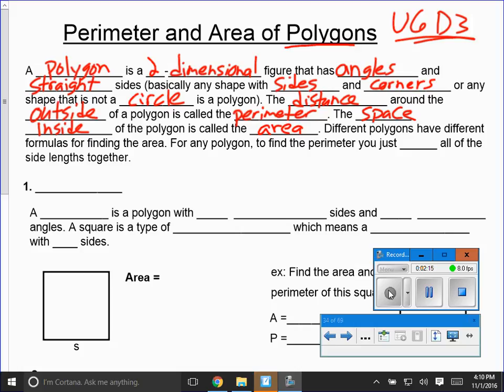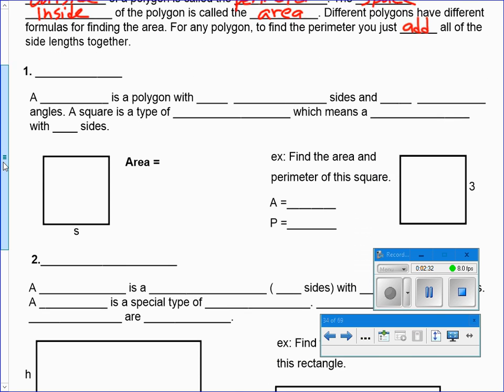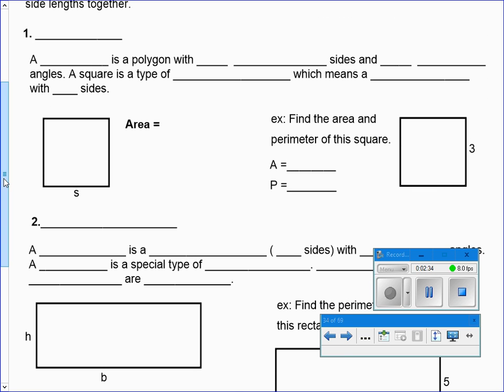So different polygons have different formulas for finding the area. So we're going to go through different types of polygons as well as their area formulas. But for any polygon, to find the perimeter, you're just going to add up all the sides. So all these polygons you've seen before, you've seen the shapes. We're just going to make sure we're very comfortable with the definitions for these shapes.